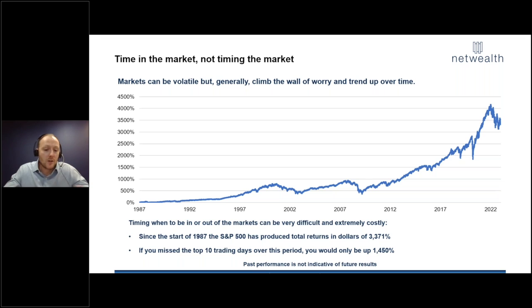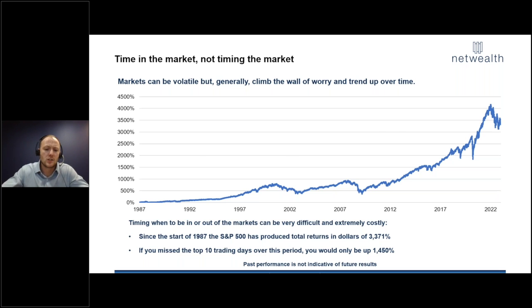Now, you might argue that that's slightly cherry-picked, and you could say, okay, if you missed the 10 worst days, you would be in a much better position, which is true as well. But the point is, it's very, very difficult to call these days in advance. What you do know is by being invested throughout the whole period, you've got an extremely strong return. And that's the sort of thing we'd expect going forwards, particularly with those long time horizons.